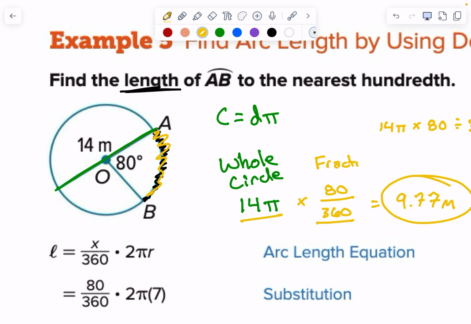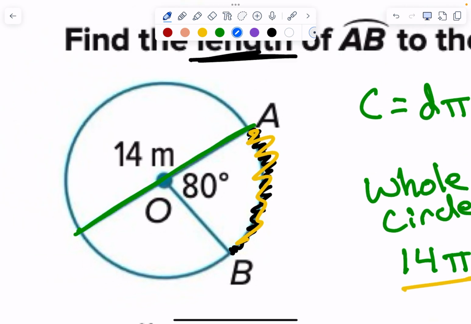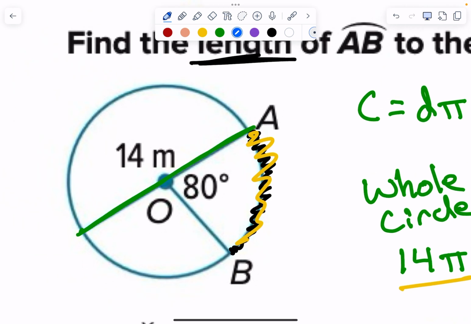Jack, are you my only trig kid? Do you remember how many degrees 1 radian was from last year? I do not.